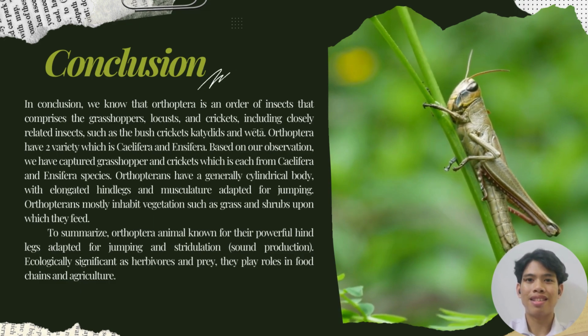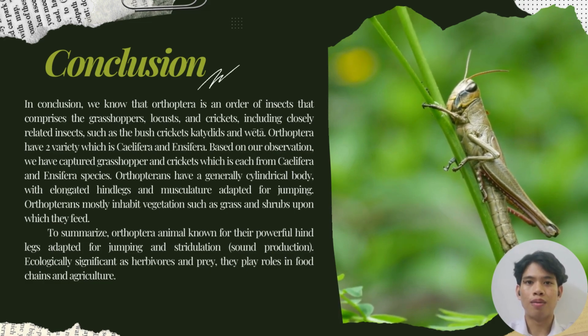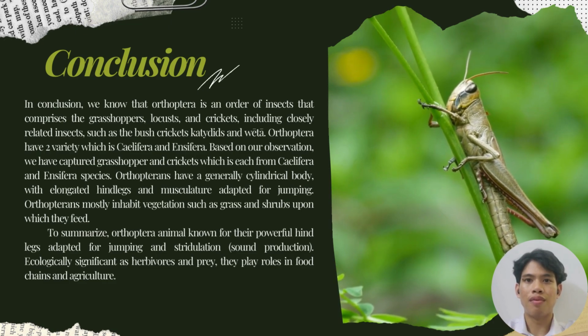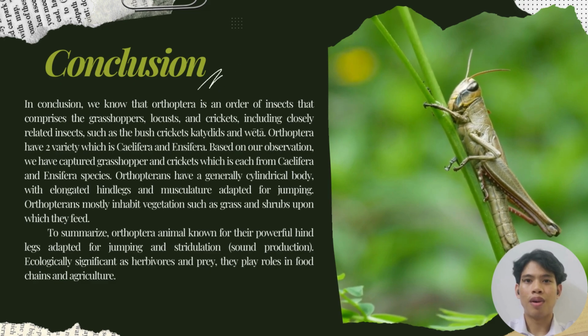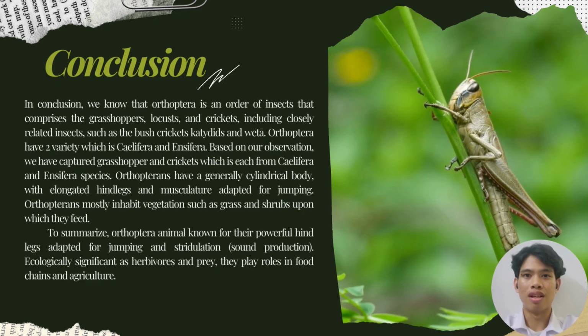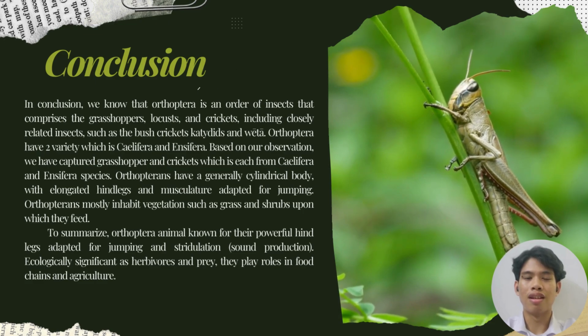Orthoptera have a generally cylindrical body with elongated hind legs and musculature adapted for jumping. Orthoptera mostly inhabit vegetation such as grass and shrubs, upon which they feed. To summarize, Orthoptera are animals known for their powerful hind legs adapted for jumping and stridulation, which is sound production. Ecologically significant as herbivores and prey, they play roles in food chains and agriculture.